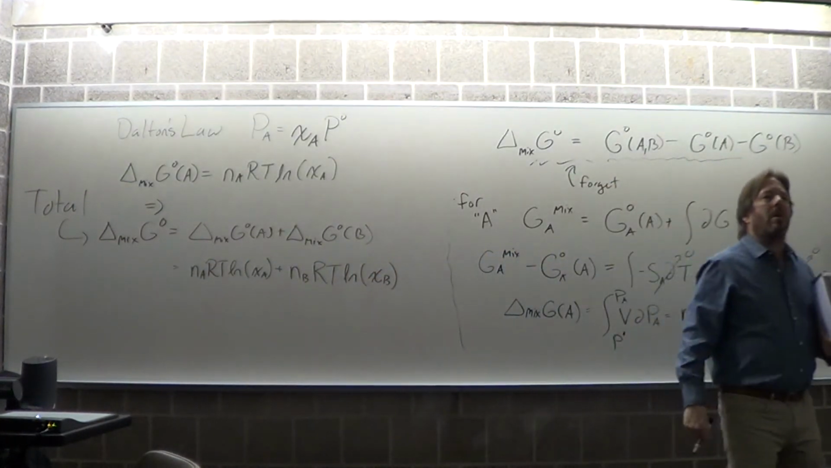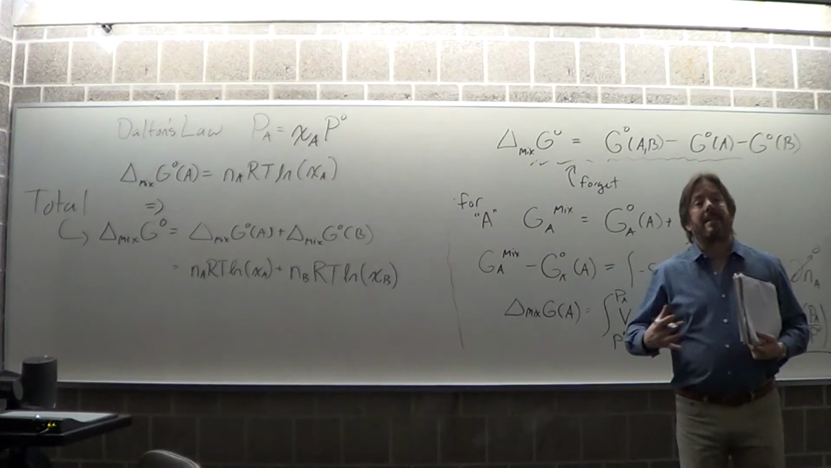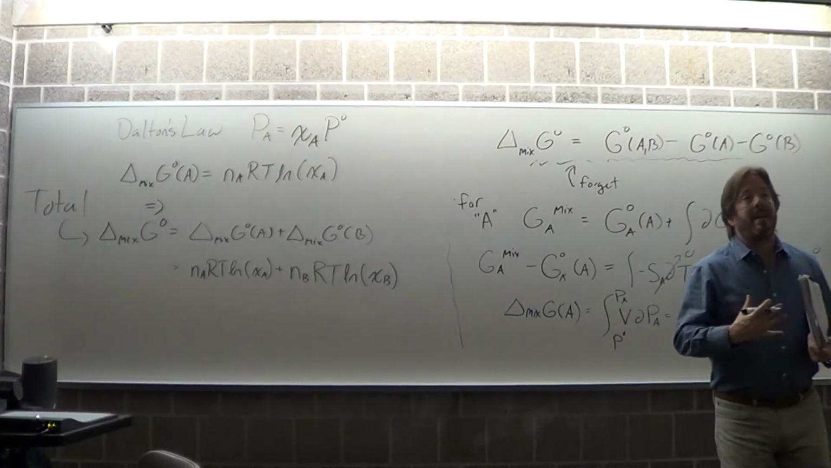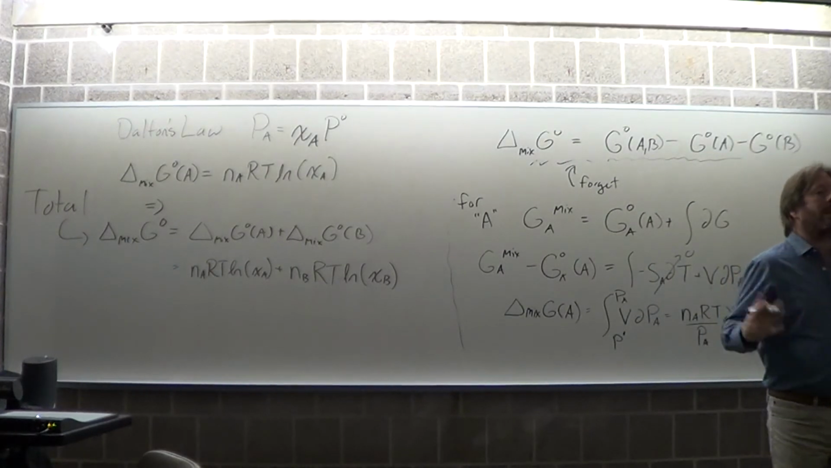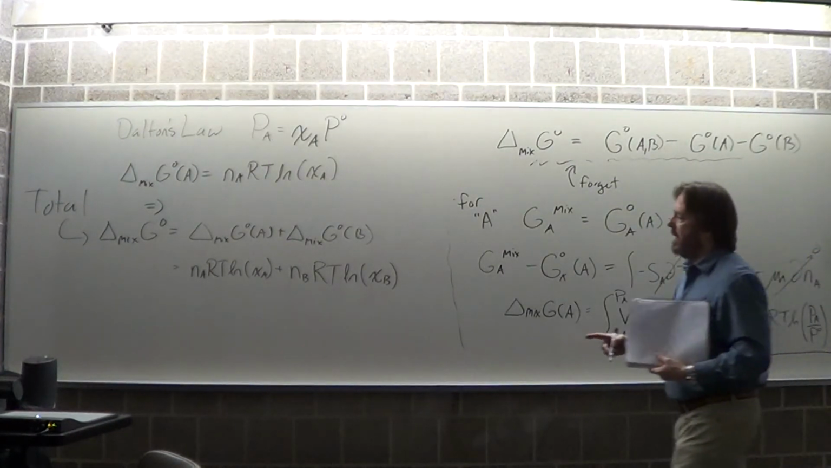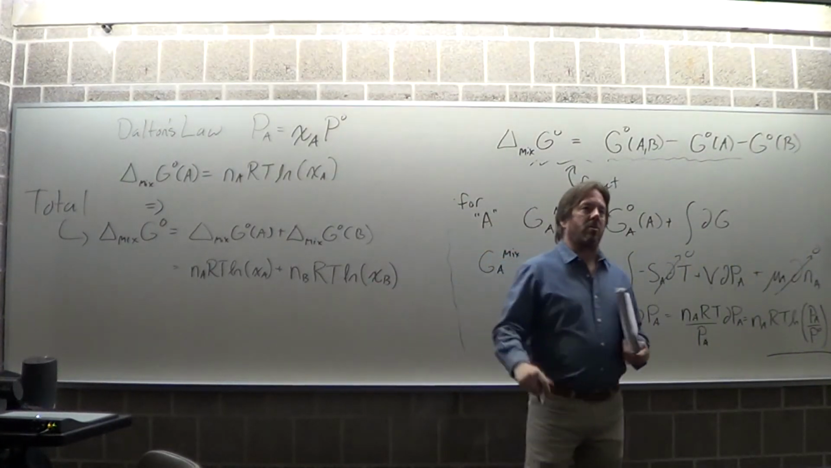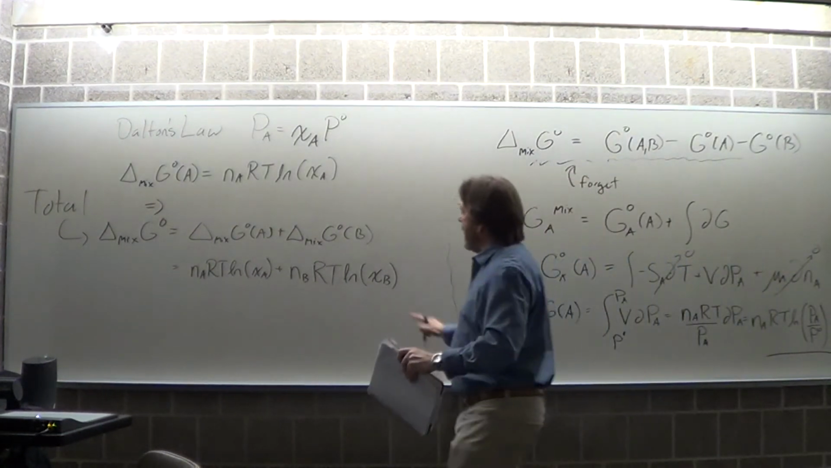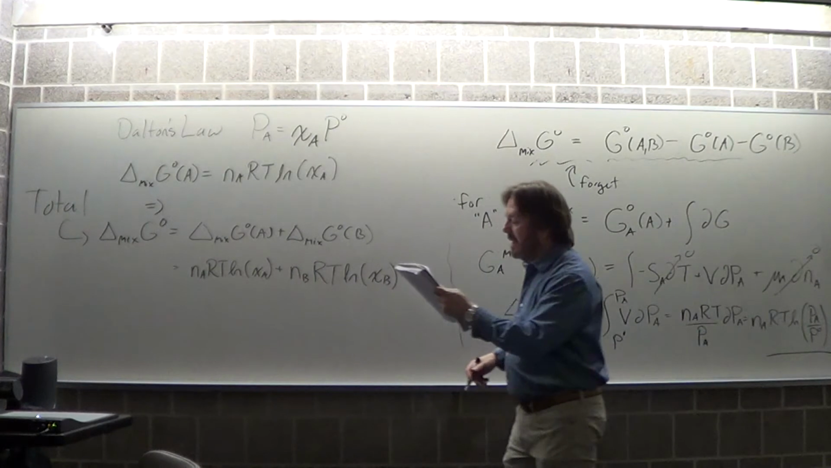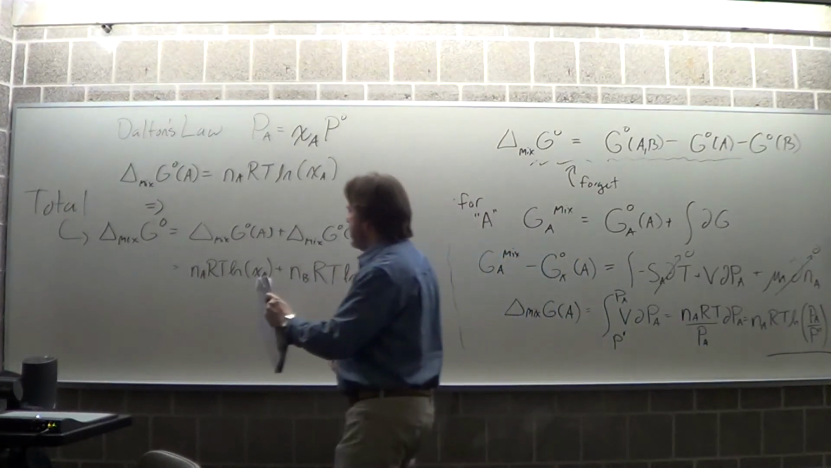Now remember the natural log is technically like a work term. When A expanded into B space, it was technically like doing work, and of course B expanded into A space. That brings up a natural log, and that's an energy term. So there you go. Now both of these are negative, so it's net negative.